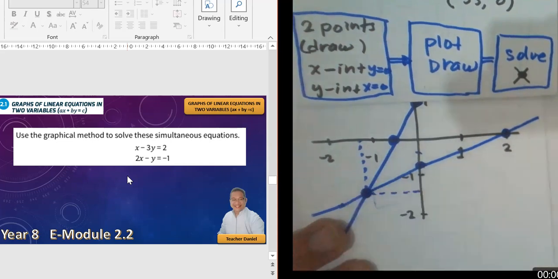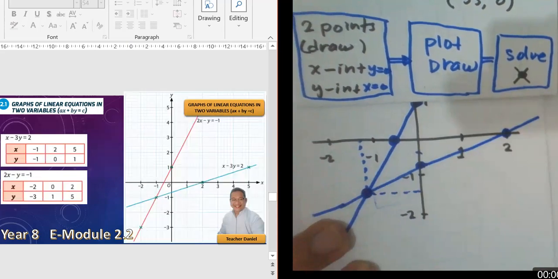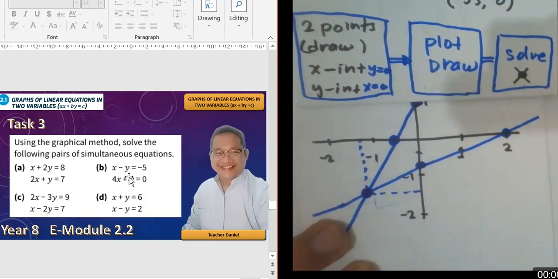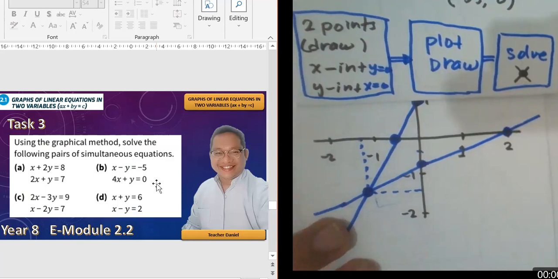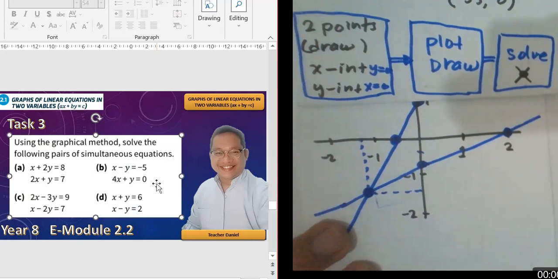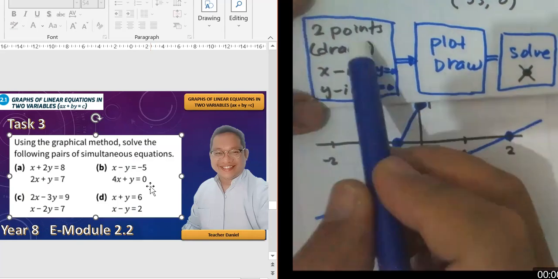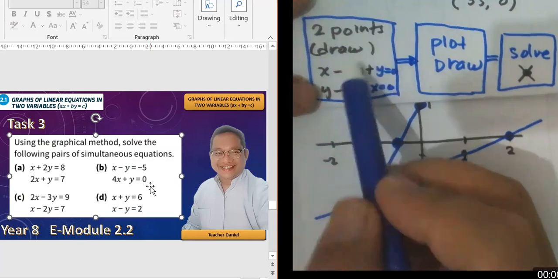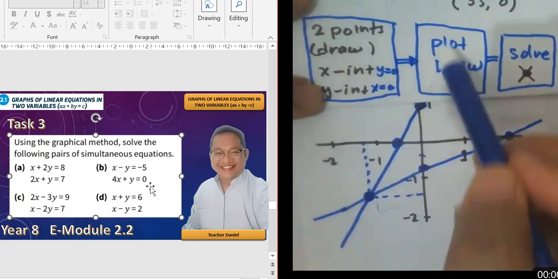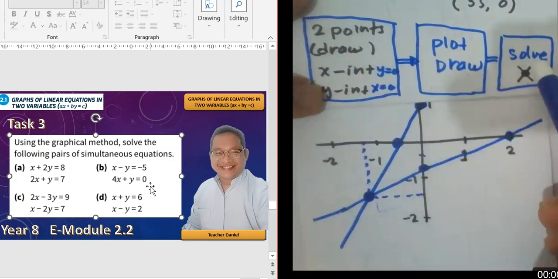Now, in your activity, you're going to do this one. This is going to be your task, not that one. I want you to use the graphing paper and solve the following simultaneously, and then upload it in Google Classroom. This is for your task number 3. Using the graphical method, solve the following pairs of simultaneous equations, and there are only 3 simple steps. The first step is to take 2 points, find the x-intercept, the y-intercept. You plot and connect to draw, and then you approximate the intersection.